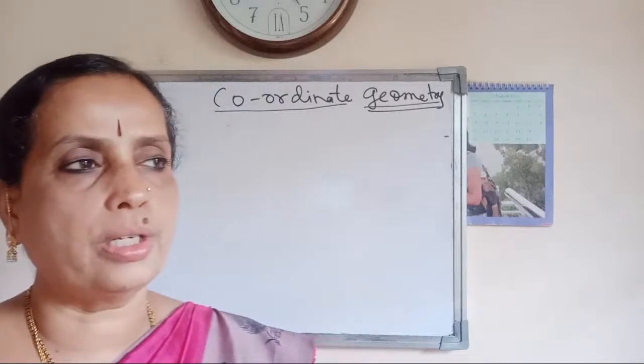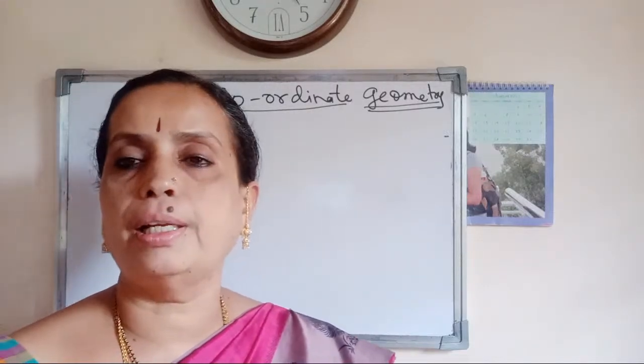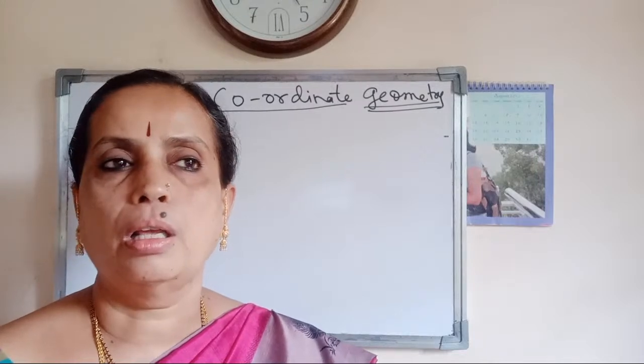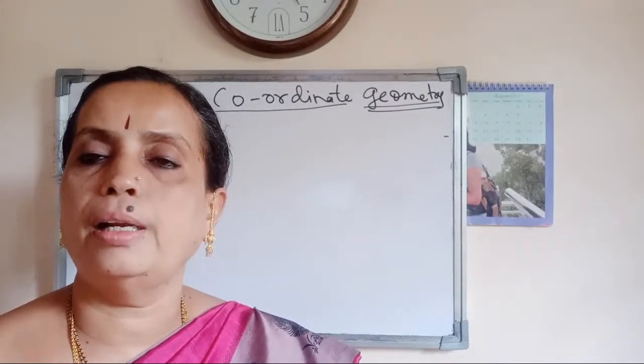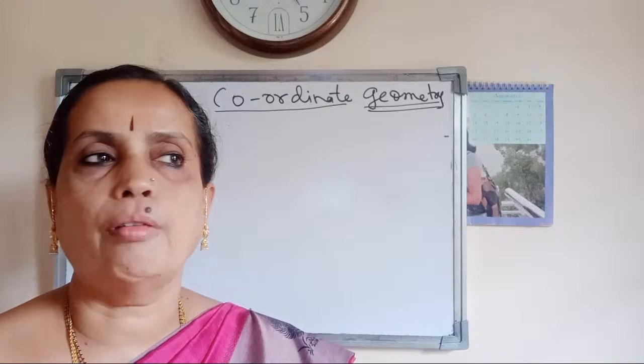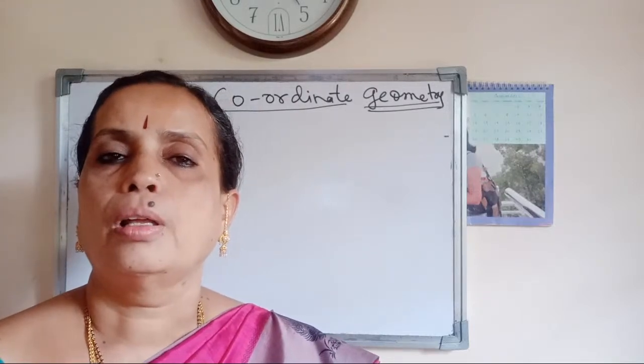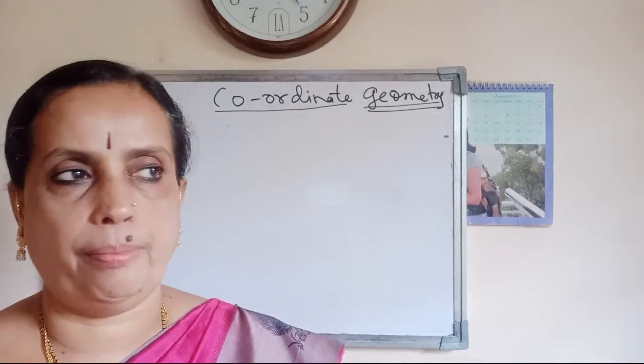In this coordinate geometry, they have deleted the formula for finding the area of a triangle, calculating the area of a quadrilateral, and showing that points are collinear. Remaining all concepts are there.